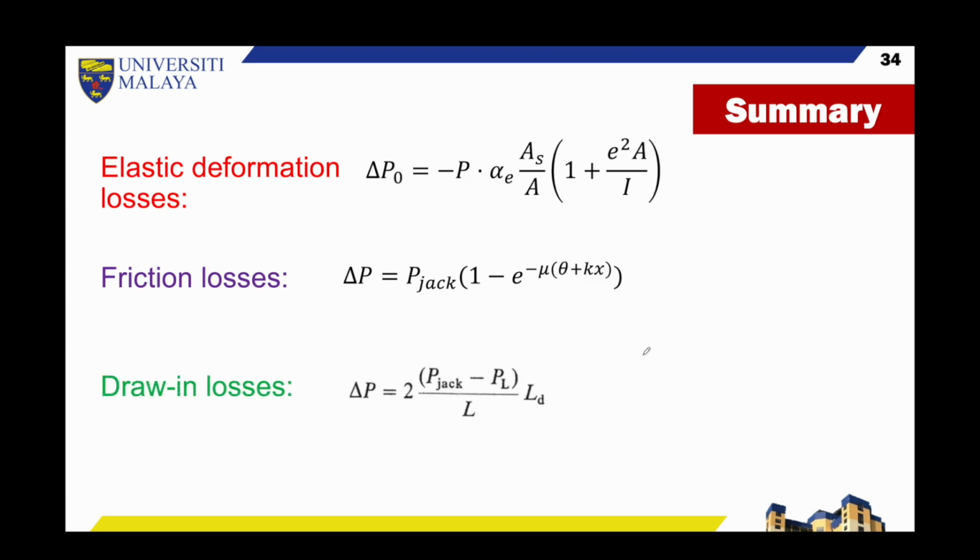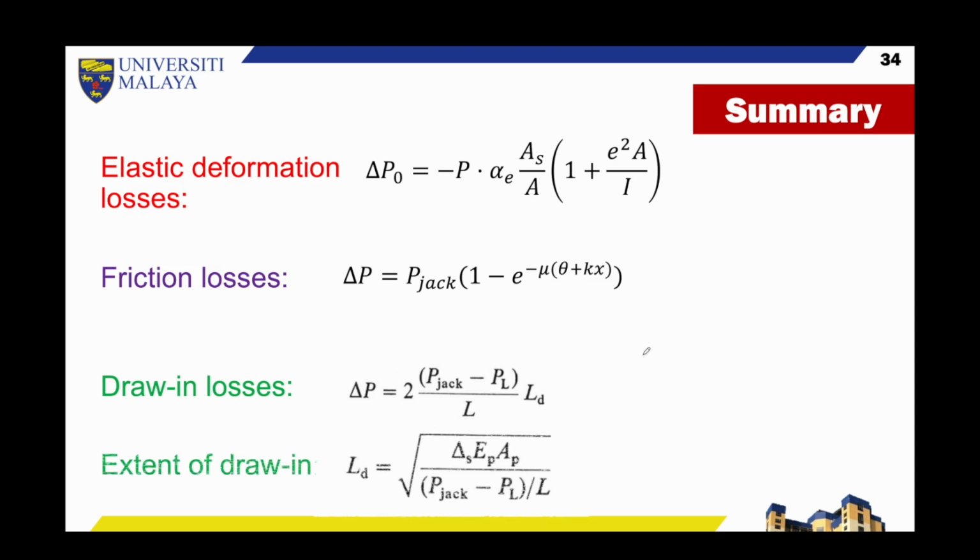And the last one is draw-in losses, which is estimated by this formula here, P jack minus P L divided by L times LD, and LD is the extent of the draw-in, or where the draw-in stops, because friction would hold the strand in place and prevent the draw-in losses from occurring further.